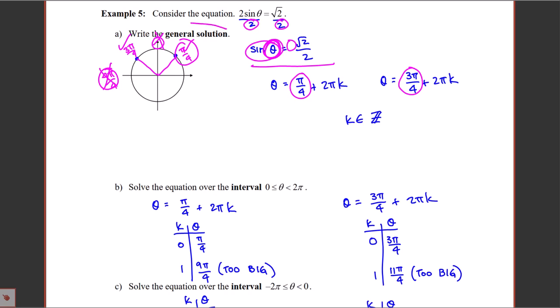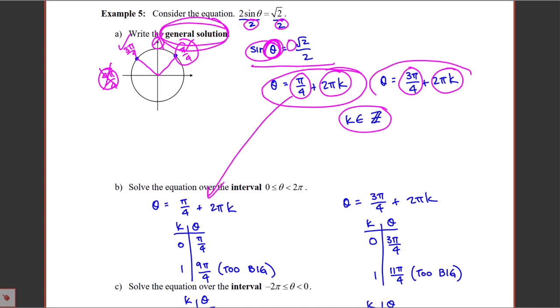But for our general answer, our general solution, we have to get all of them. So we add 2 pi k, where k is an integer. We take our general answers, put them here and here. But now they want a specific answer.